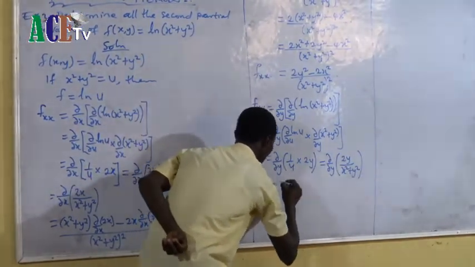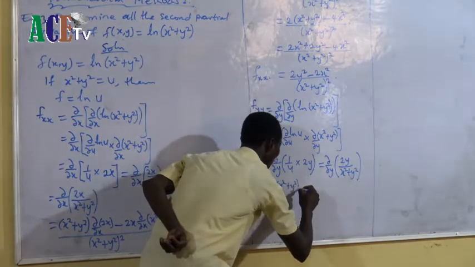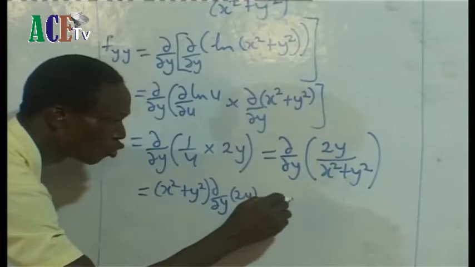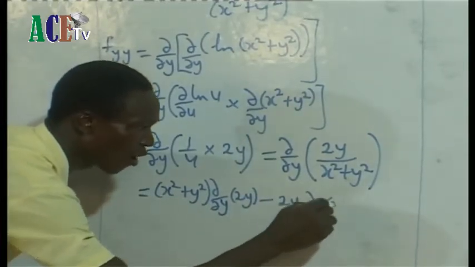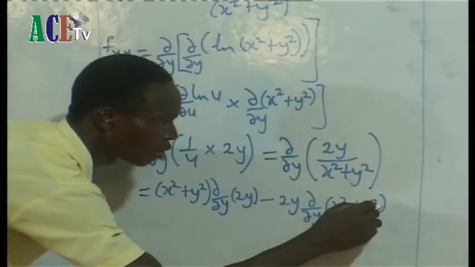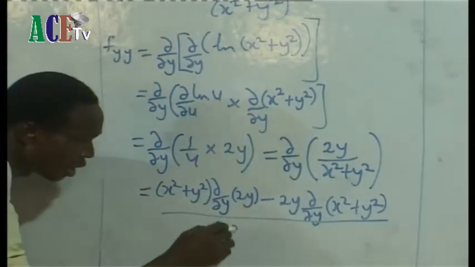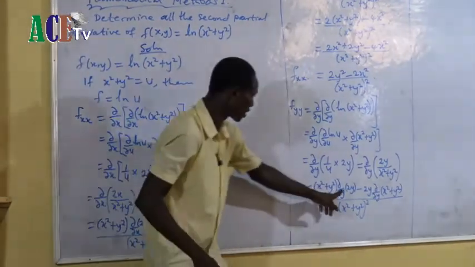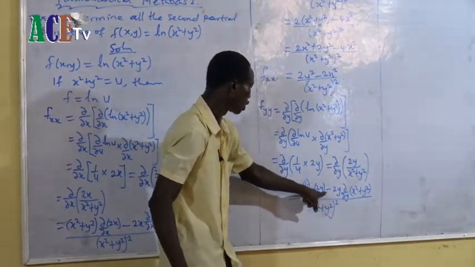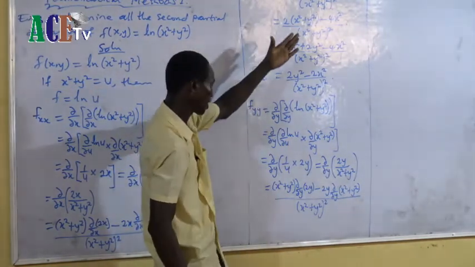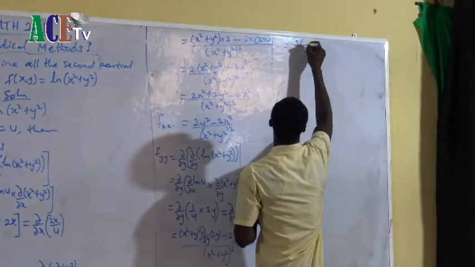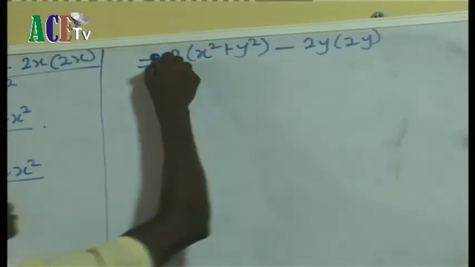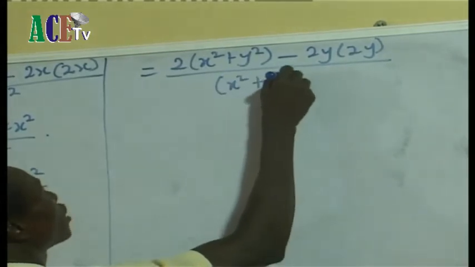This one now will give me, by the quotient rule, x squared plus y squared times the derivative with respect to y of 2y, minus 2y times the derivative with respect to y of x squared plus y squared, everything all upon x squared plus y squared, everything raised to power 2. Differentiating this one with respect to y will give me 2. This one will give me 2y. So we can see what changes: this one will change to 2 into x squared plus y squared minus 2y into 2y, everything upon x squared plus y squared, everything squared.